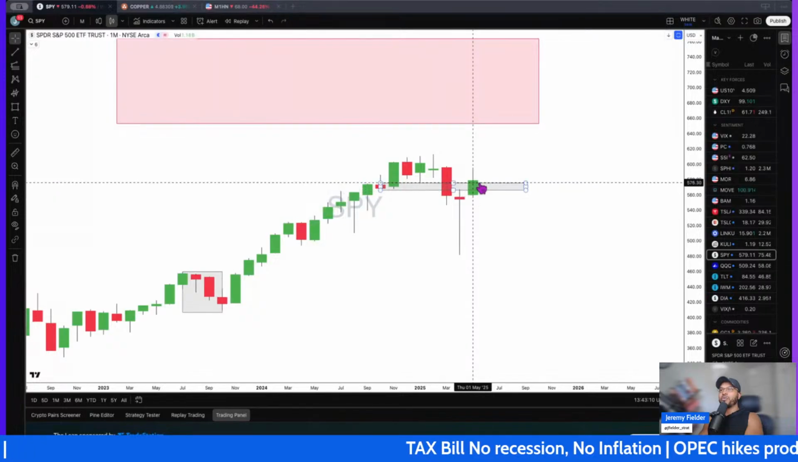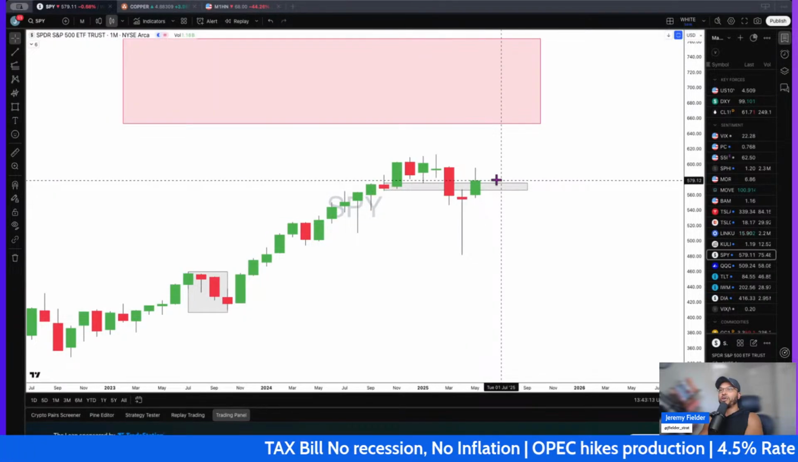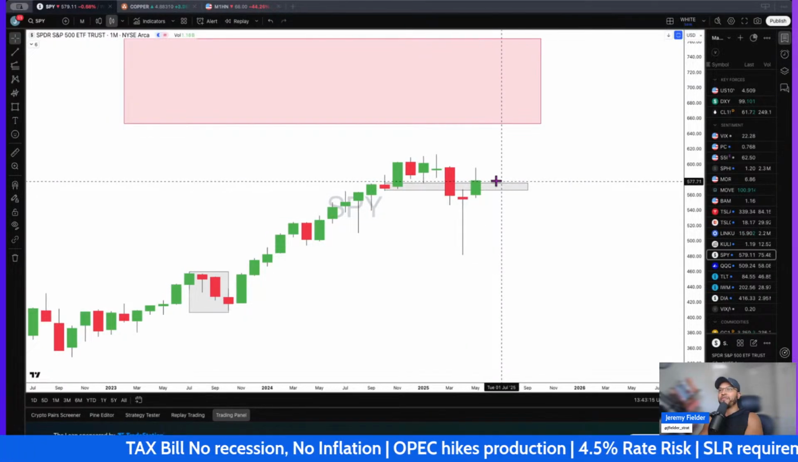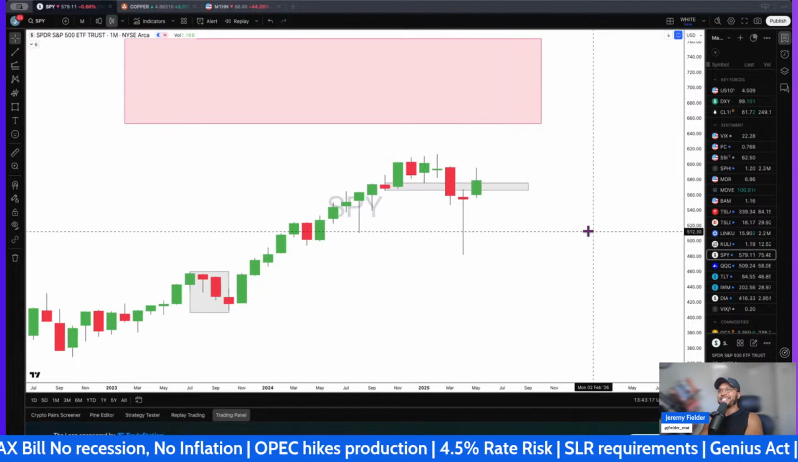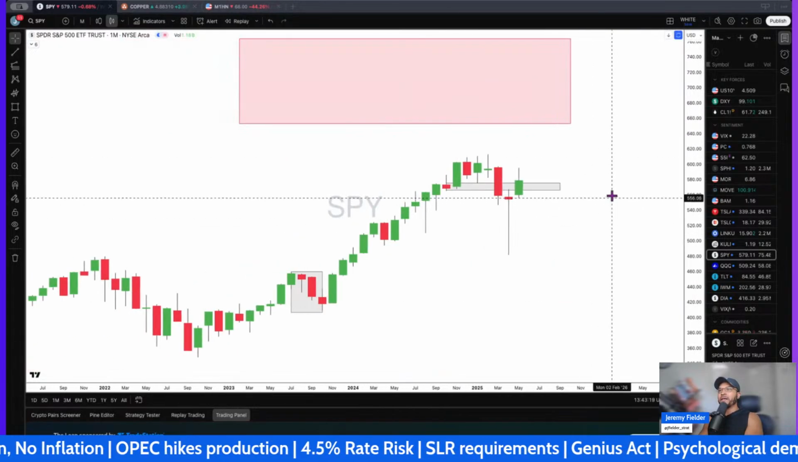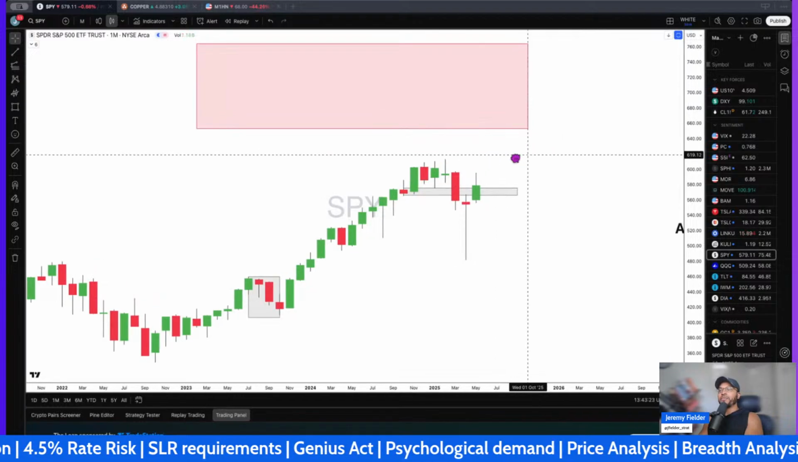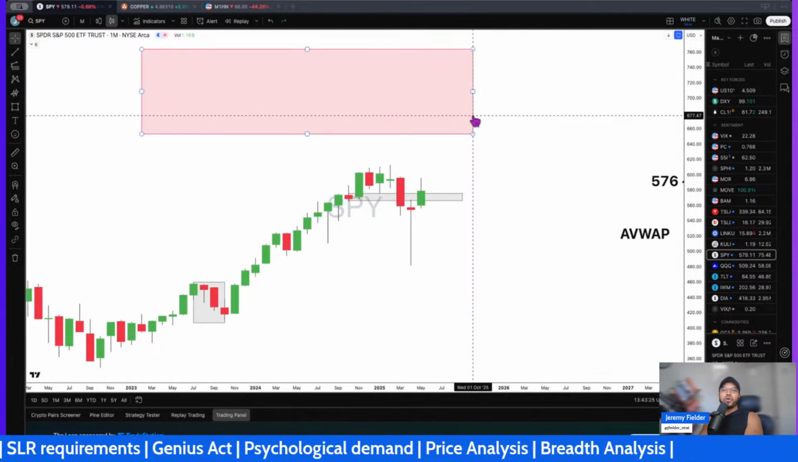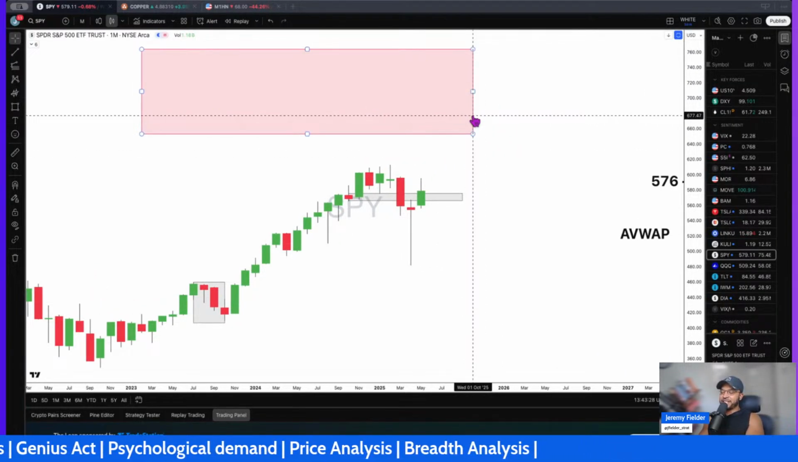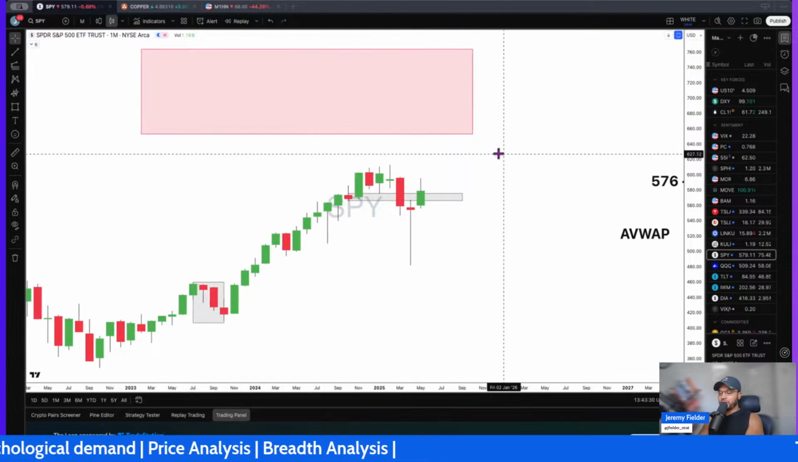This is a morning star pattern. We need to hold above that midpoint, though. We need to hold above 578 to confirm the technical momentum, right? So we'll go over price analysis after this, but the main concern is who's going to be the buyer. So the stable coin, right? We have a stable coin bill, and I think this is our largest catalyst, I believe.